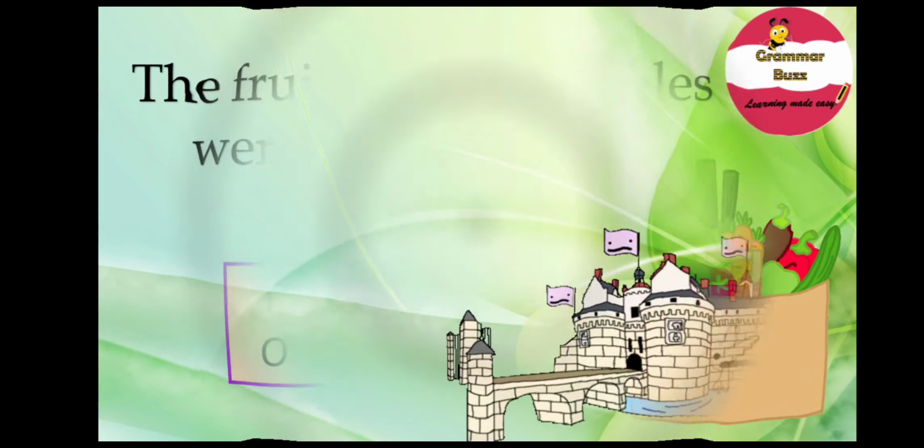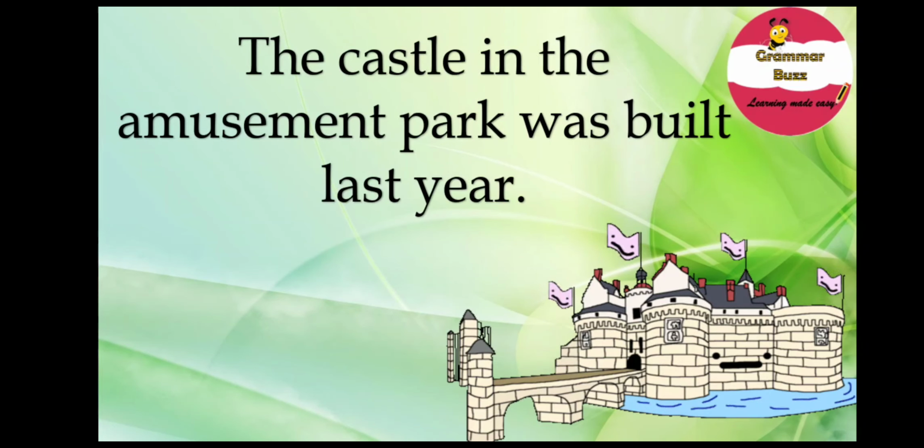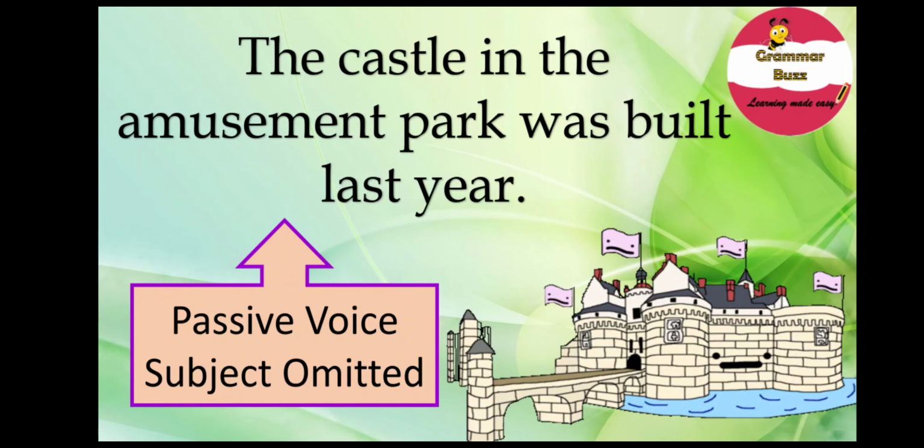Now, what about this sentence? The castle in the amusement park was built last year. So what is the verb here? Surely it is was built. If we ask what was built, we get the answer the castle. So in this sentence, the castle is the object and the receiver of the action of being built. In this example, the focus is on the fact that the castle was built. We do not know, however, who did it or who built it. The doer or the performer of the action is not important or not known to us. So this sentence is also said to be in passive voice, where the subject is omitted.